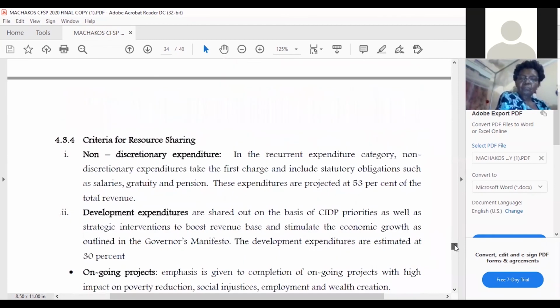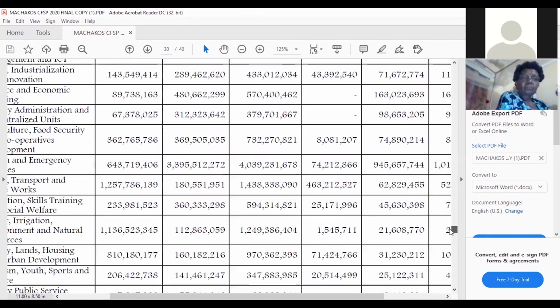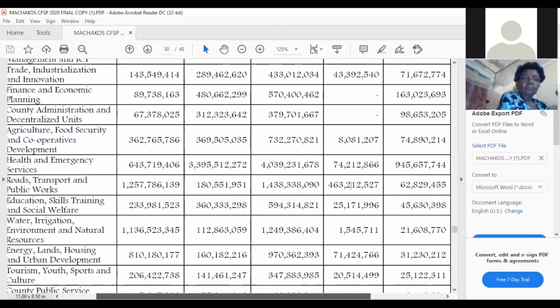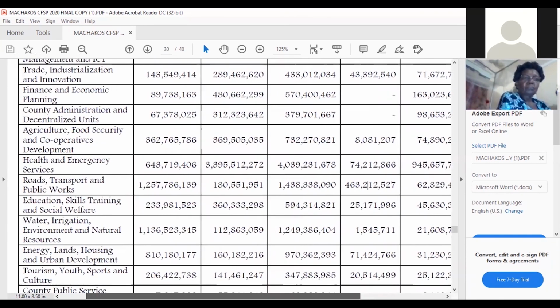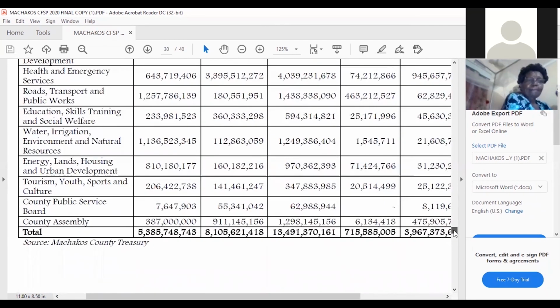But if that is a priority, if we look at this development expenditure here, can you see that the county is indeed prioritizing? Is it really prioritizing? And water irrigation. Yes. So let us see whether they have done so. You can see for water irrigation they have given 1 billion, which is good, which is also commendable, okay?